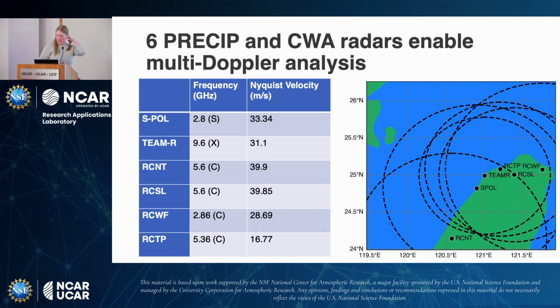How we created our multi-Doppler analysis was we used 6 PRECIP and Taiwan CWA radars that are shown in this figure on the right. Again, S-Pol is in the middle here. It's a mix of different radar frequencies. S-Pol is S-band. This is wrong. That should be S-band as well. We had TMAR, which is X-band, and we had some of the operational C-band radars as well.